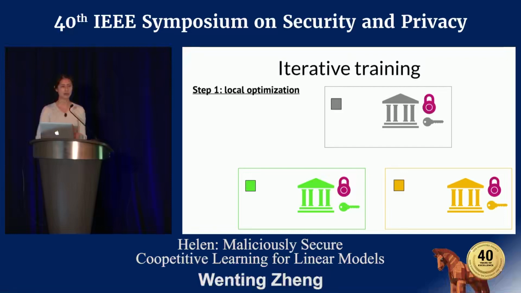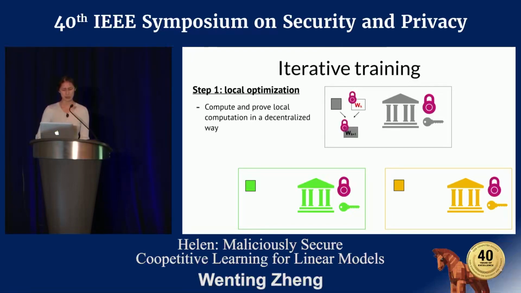After this step, we go into the iterative training process. In each iteration, there are two steps. The first step is a local optimization step, where the parties compute and prove some local computation in a decentralized way, using the summaries that they pre-computed in the input preparation phase, as well as the global weight that they received from the previous iteration, or the initialized weights if you're in the first iteration.